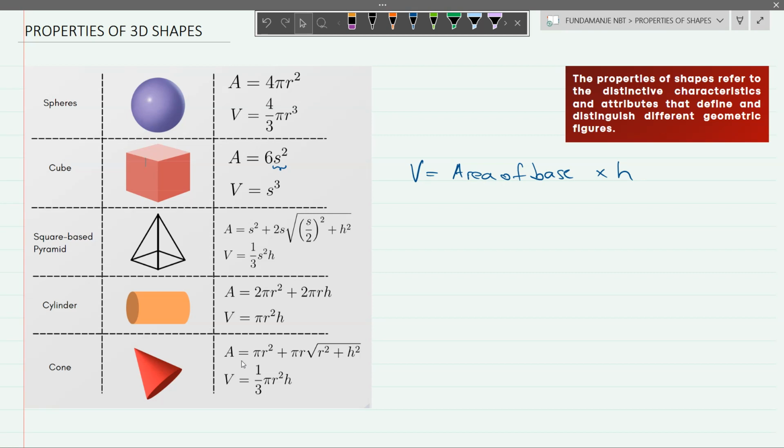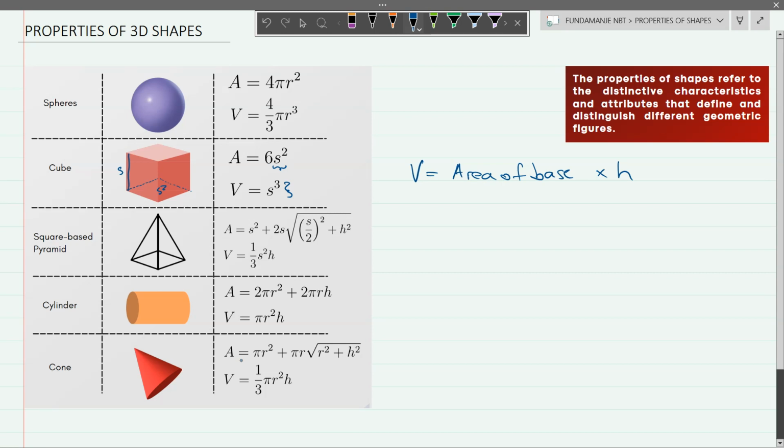And then in order for us to get the volume, it's area of the base multiplied by the height. So the area of a base of a square is s squared multiplied by the height. The perpendicular height in this case is also s. Therefore, s squared times s gives us s cubed.